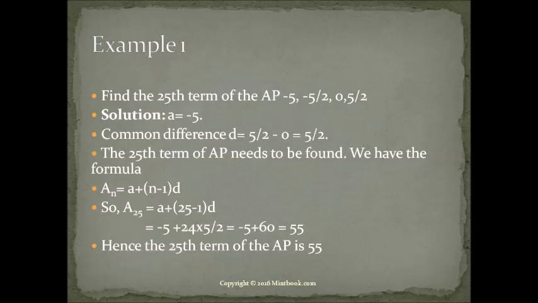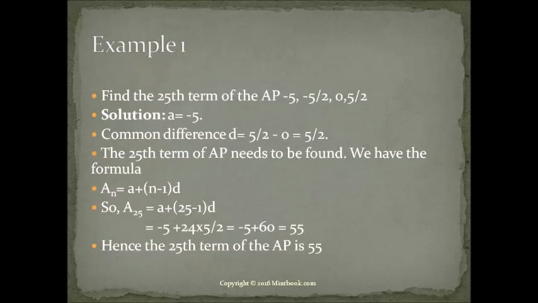You can take any two consecutive terms and find the difference between them, and that will become our common difference for the entire arithmetic progression. For our convenience, we will take 0 and 5 by 2 because it's very easy to subtract and there are very few chances of error. So our common difference d becomes equal to 5 by 2 minus 0, which is equal to 5 by 2.